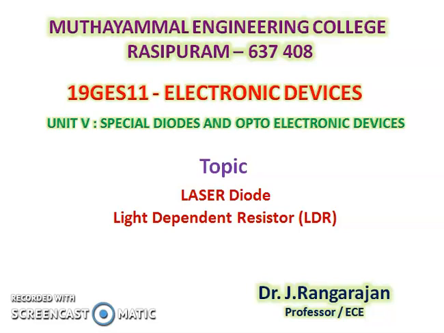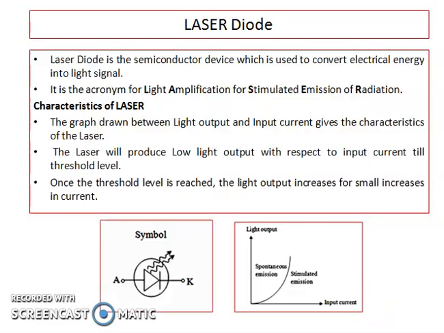In this video, we have to learn about laser diode and light dependent resistors. We are calling it as LDR. Laser diode. Laser diode is the semiconductor device which is used to convert electrical energy into light signal, that is optical signal. And it is the acronym for light amplification by stimulated emission of radiation.